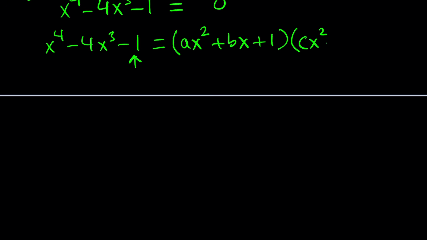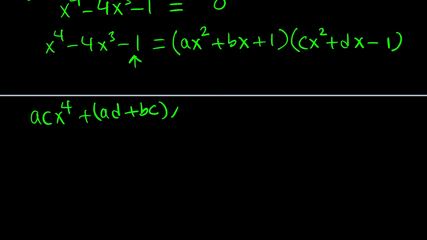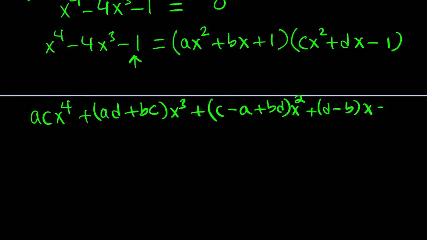And of course, we do need dx for follow-up minus 1. Okay, let's see if this is going to work. Now, after distributing, you should be getting something like this. To keep a long story short, you're going to get ac x to the fourth plus (ad plus bc) times x cubed plus (c minus a plus bd) multiplied by x squared, and then d minus b as the coefficient of x, and then minus 1.